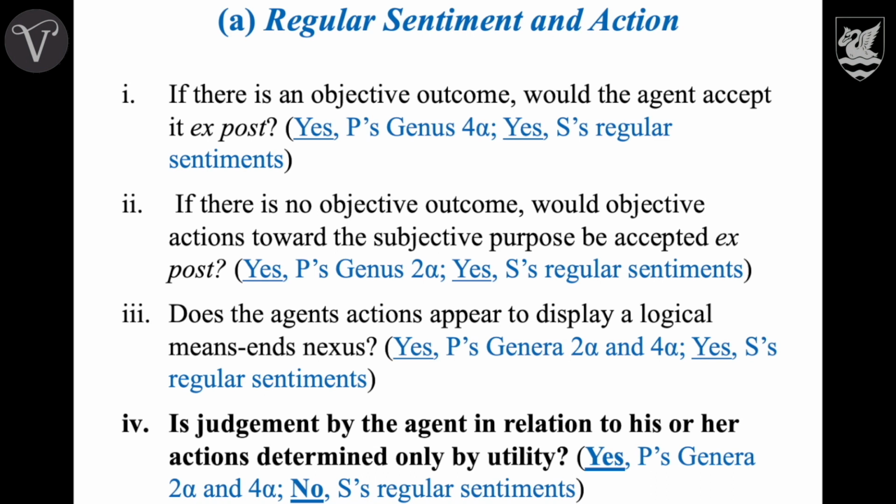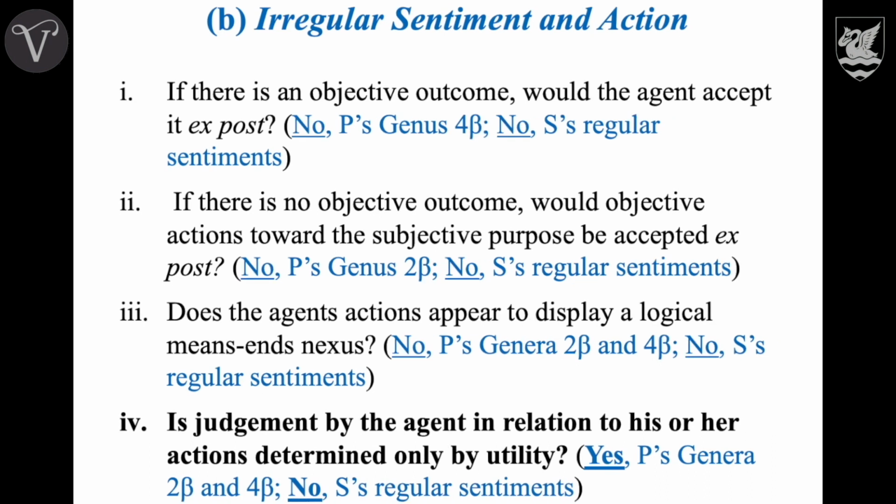If you look at irregular sentiment, you'll end up with the same situation. That is, they're both going to give the appearance of looking non-logical. The means-end connection will not be correct. If there is an objective outcome, it'll be not accepted. You don't want to accept the death in the case of Smith, or you don't want to accept the outcome in Pareto's analysis. And if there's no logical outcome, you won't want to accept it.